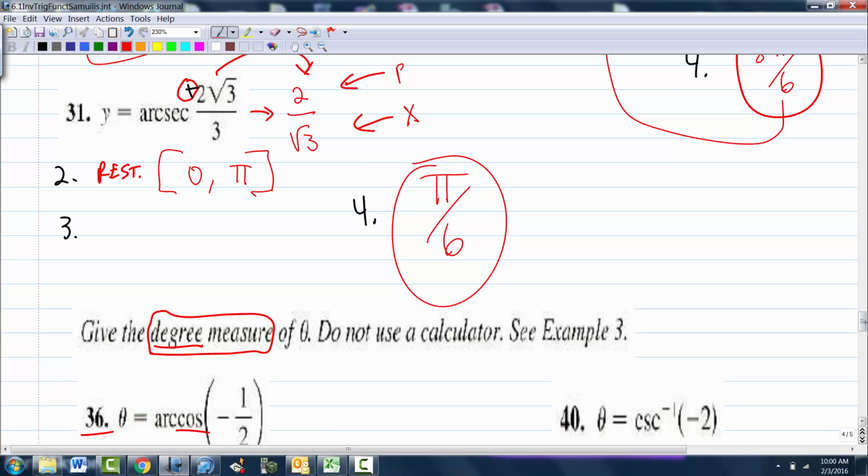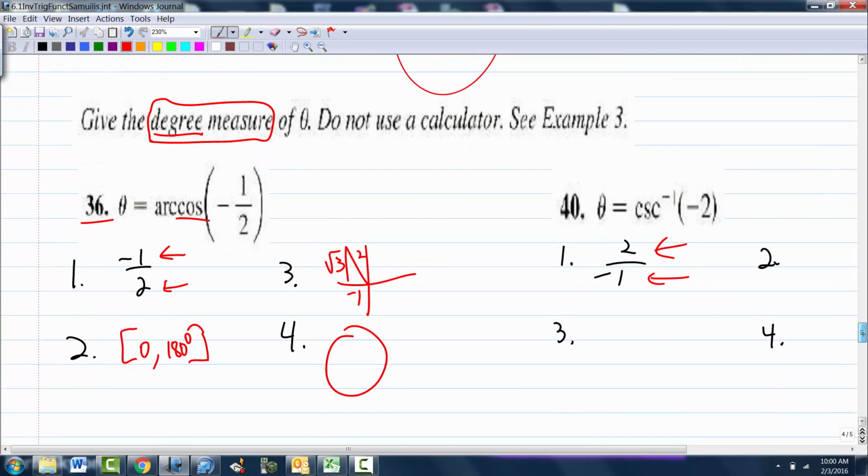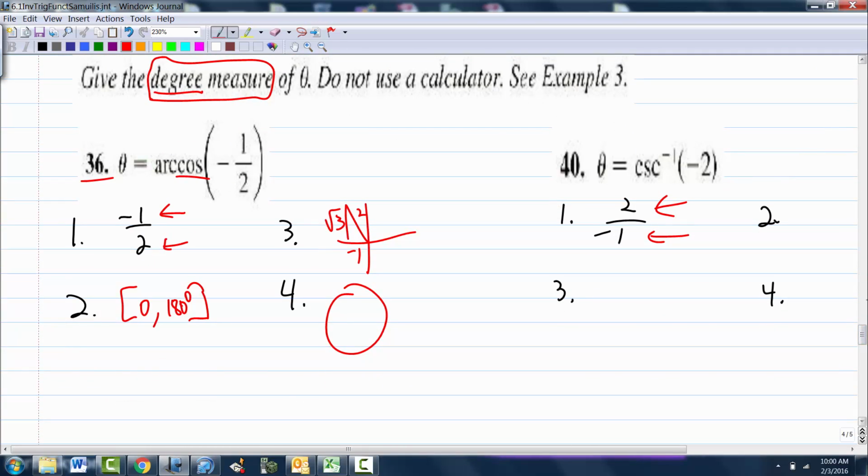Okay, and then give the degree measure. It's the same questions. Instead of degrees or radians, you're going to put them in degrees. Read your directions.